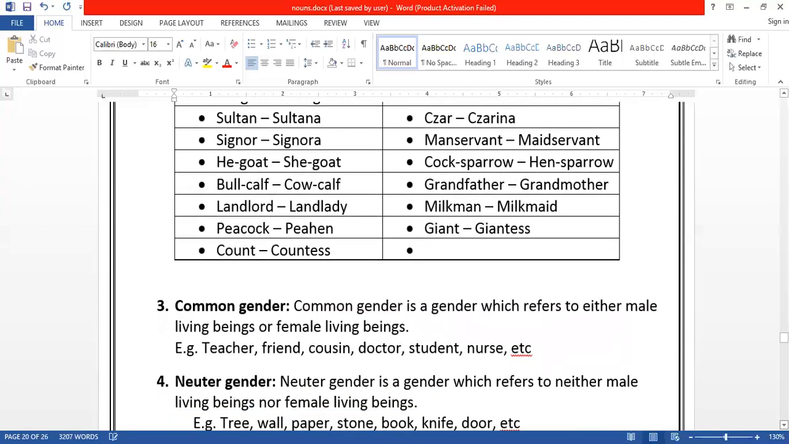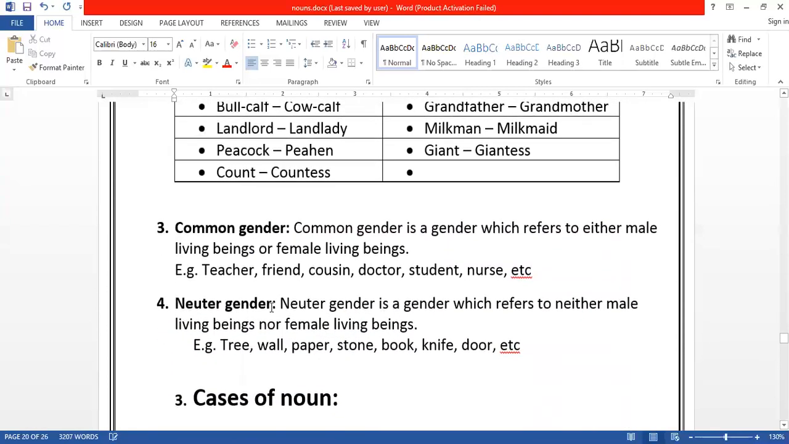Now, the third gender we have is called what? Common gender. Let's talk about it. Common gender is a gender which refers to either male living beings or female living beings. Like a noun or a title that is used for both male living beings as well as female living beings. So we call it common gender.